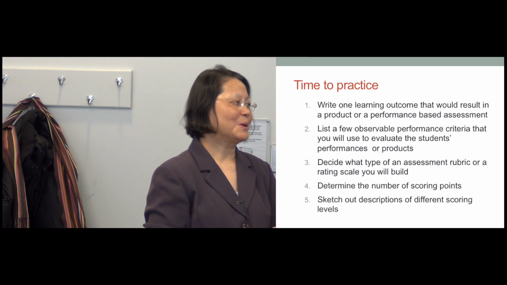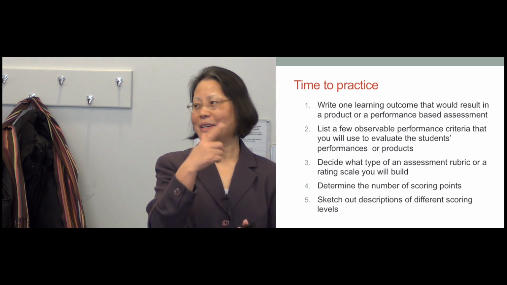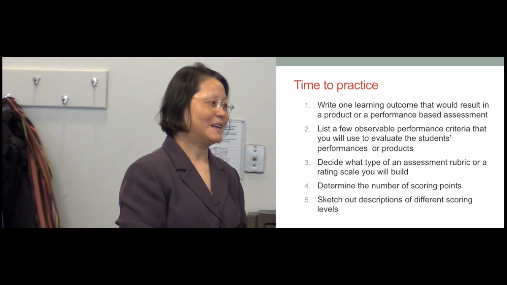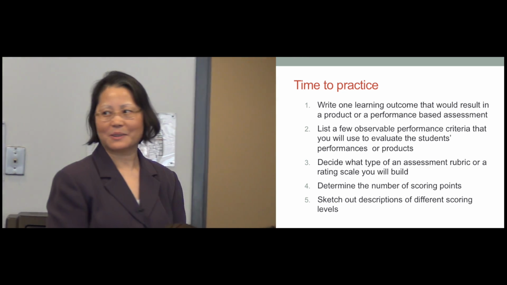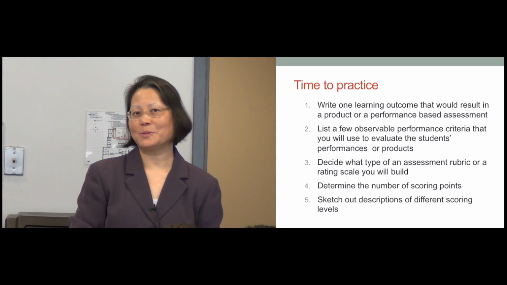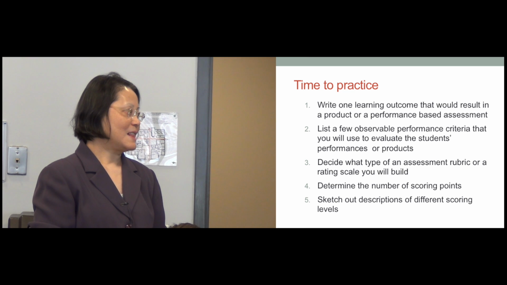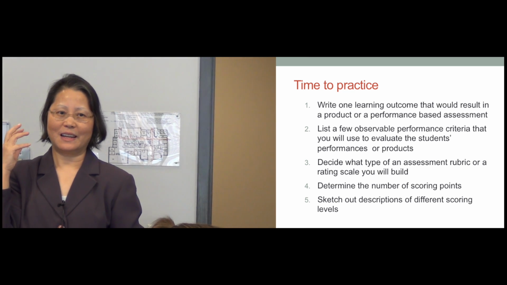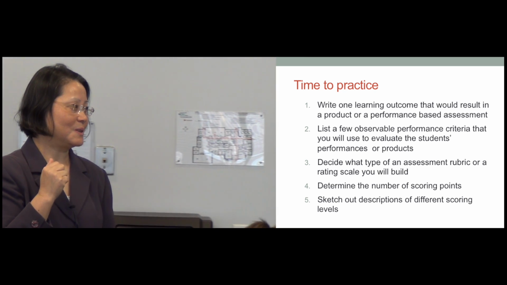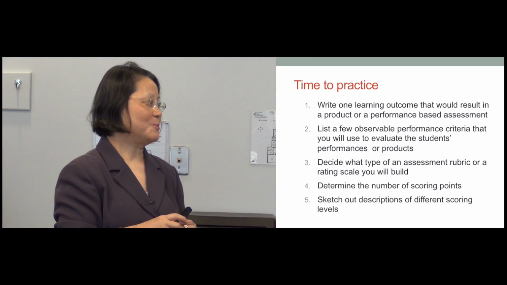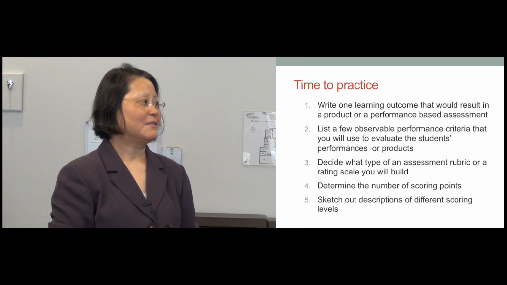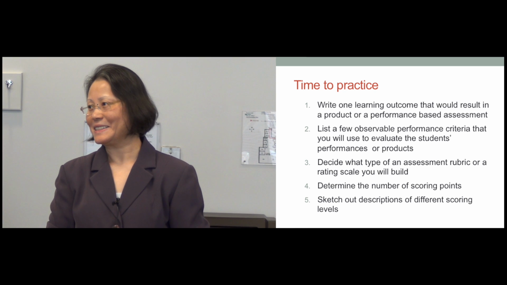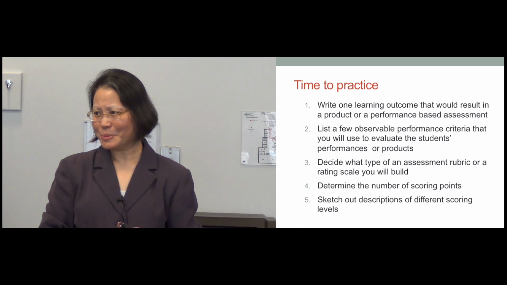Then you decide which one you are going to use. Are you going to do a holistic one? Are you going to do an analytical one? And are you going to use a checklist or one of the rating scales? You just choose one of them. Now that you have the criteria and you know which one you want to use and build, you determine the number of scoring points. Then you just define it. Is it doable?